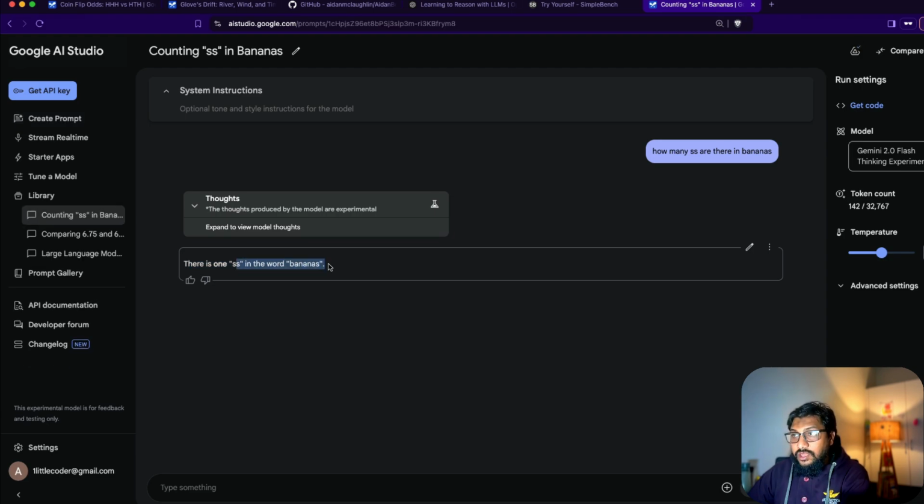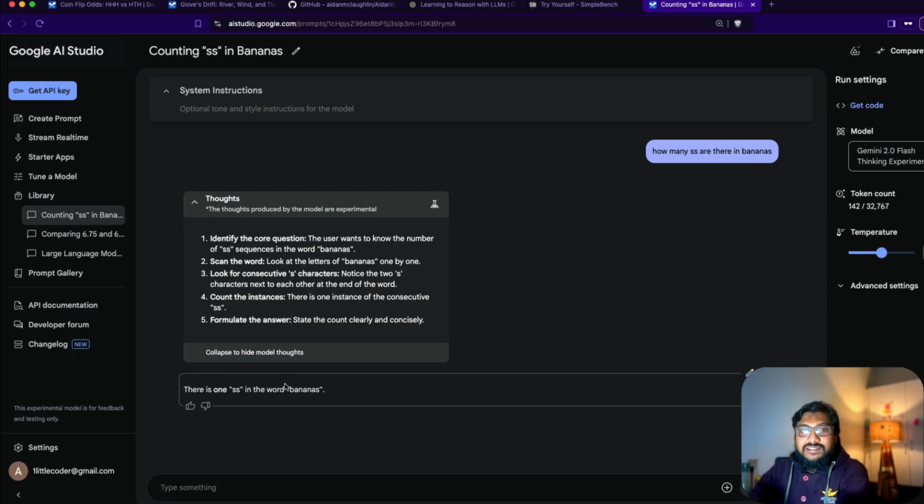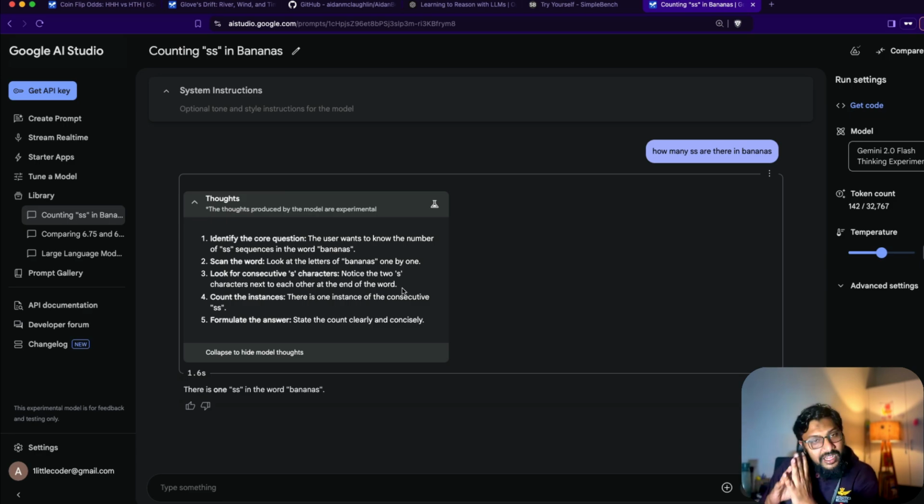It says S, okay, that's interesting. The user wants to know the number of SS. I don't know why it is still looking for SS. Look at the letters one by one. The note is the two S characters next to each other at the end of the word. This is quite weird because I meant to ask for a single S, which for that particular use case, the answer is correct. But it is actually looking for SS and it assumes that there are two S in this bananas, which is bananas. So the answer is correct, but I don't know what to say.